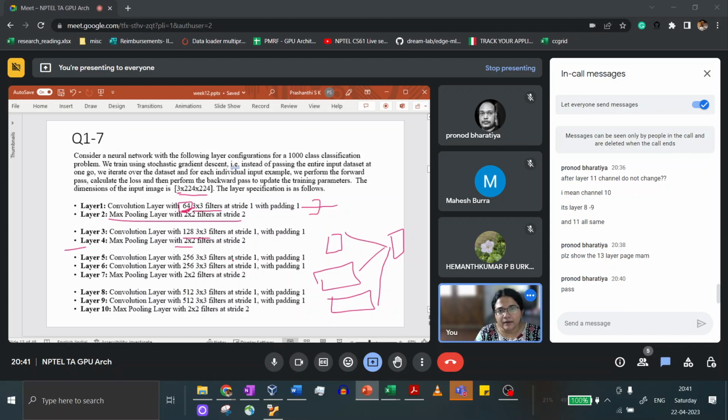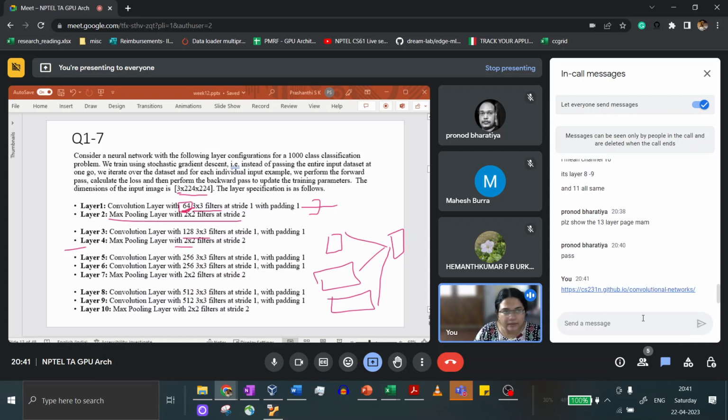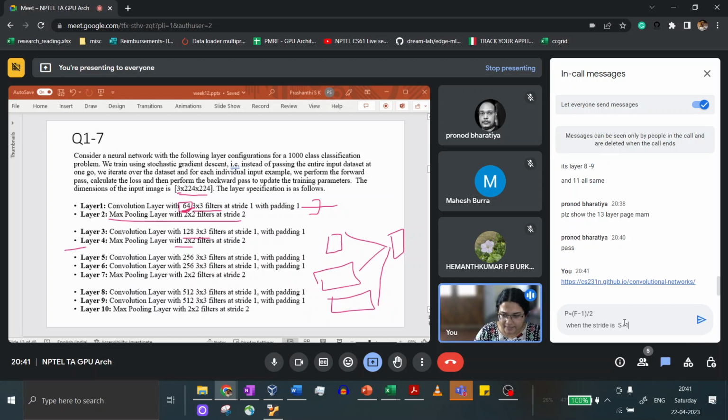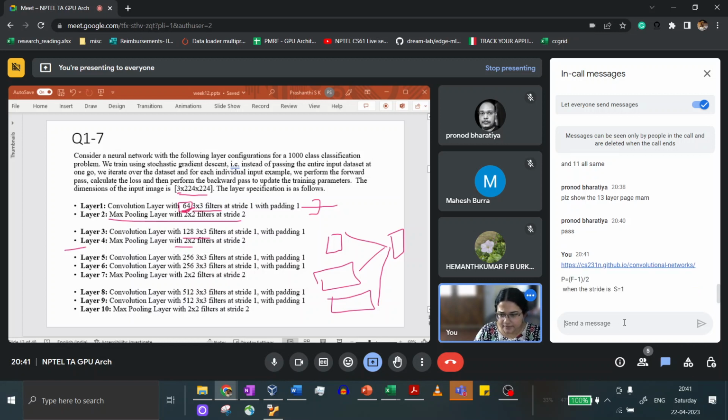Another thing that I was actually telling you, I just looked up that page and I will paste it in chat, and that will be useful. There is also a formula for padding and stride. Under these conditions, basically when the stride is 1 and the padding is (f minus 1) by 2, the output and the input volume will remain the same.